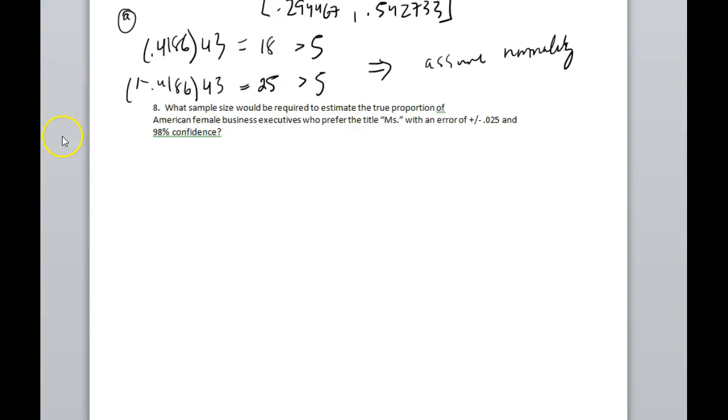Okay, so let's write down what we know. So this 98% confidence implies alpha equal to 0.02, and the error that we're looking at is going to be 0.025. And what else are we going for?